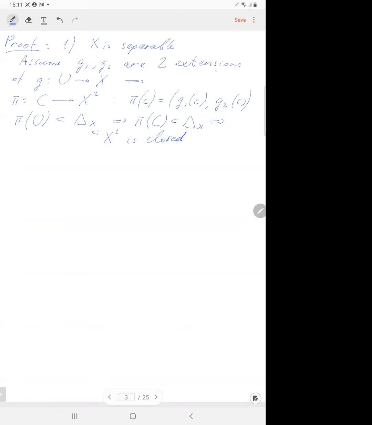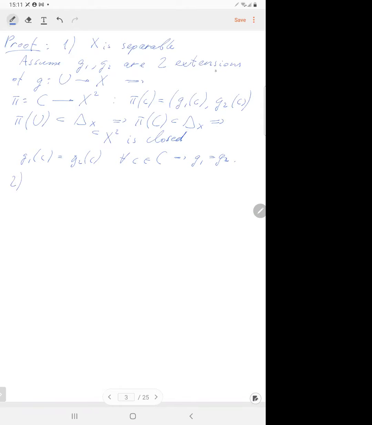We use that the diagonal is closed. So C is the closure of U, so pi of C lies in the closure of pi of U, right? Okay, so it lies on the diagonal. In particular, it means that G1 of C equals G2 of C for any point. In other words, G1 equals G2. Okay, and we are done in this direction.